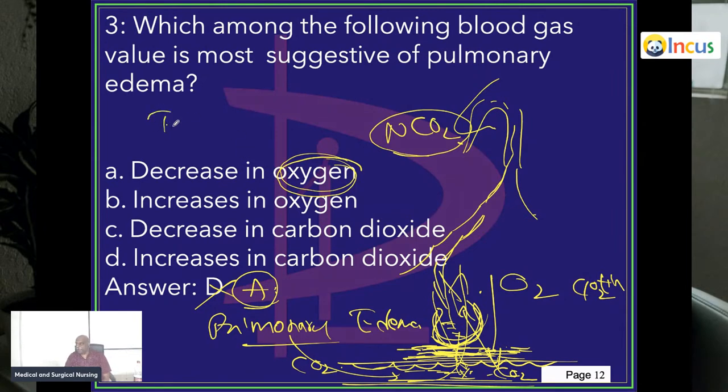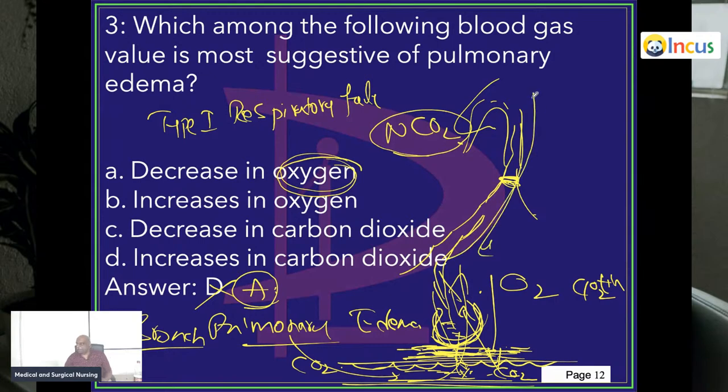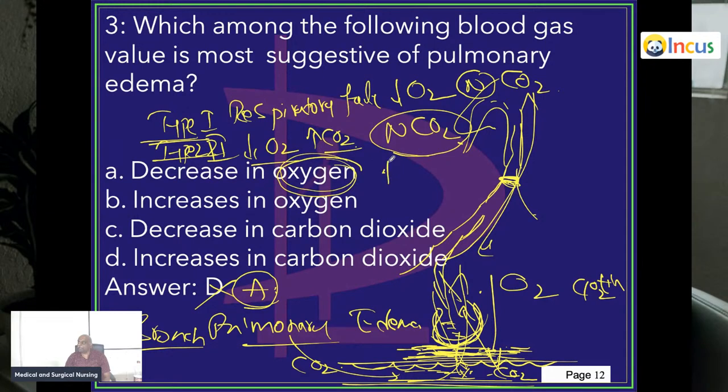This is called type 1 respiratory failure. But if you have a patient with severe bronchial asthma, the whole bronchi are severely constricted, so oxygen cannot come in and carbon dioxide cannot go out. That is the reason they will have low oxygen with high carbon dioxide in the blood. This is called type 2 respiratory failure. What is common to type 1 and type 2? Both have low oxygen. But type 1 has normal carbon dioxide, whereas type 2 has increased carbon dioxide. That is what you have to remember.